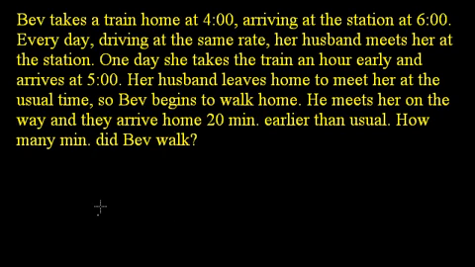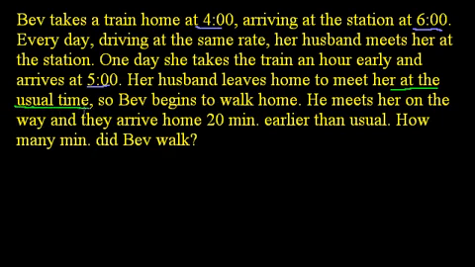So in this problem, we have Bev, and she takes a train home at 4 o'clock. She arrives at the station at 6 o'clock. Every day, driving at the same rate, her husband meets her at the station. Fair enough. One day she takes the train an hour early and arrives at 5. Her husband leaves home to meet her at the usual time.